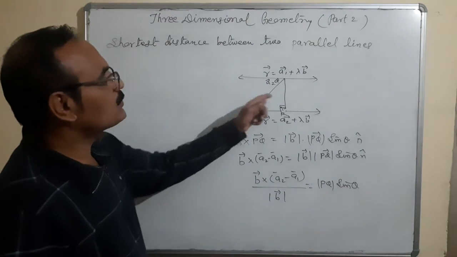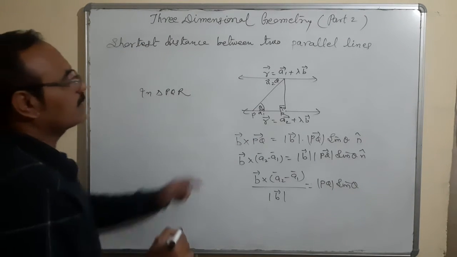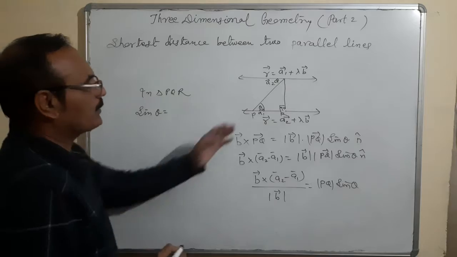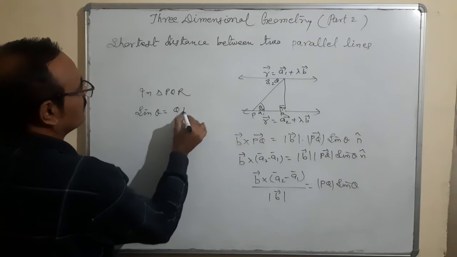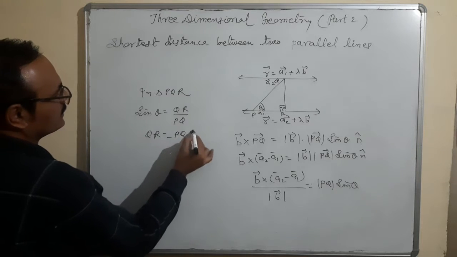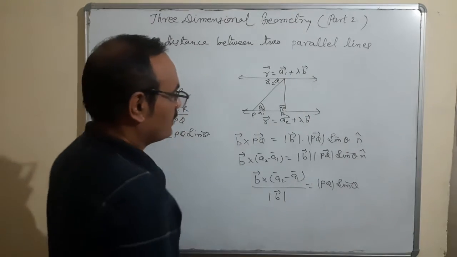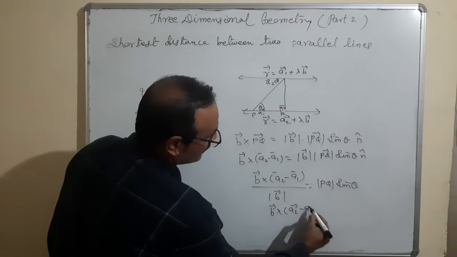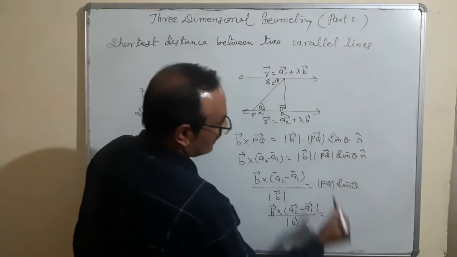And what is the value of PQ sine theta? In triangle PQR, sine theta is equal to the perpendicular, that means the opposite side, upon the hypotenuse. The opposite side is QR, upon the hypotenuse PQ. So QR is equal to PQ sine theta. So in place of PQ sine theta, I can write here vector B cross A2 minus A1 upon magnitude of vector B is equal to QR.